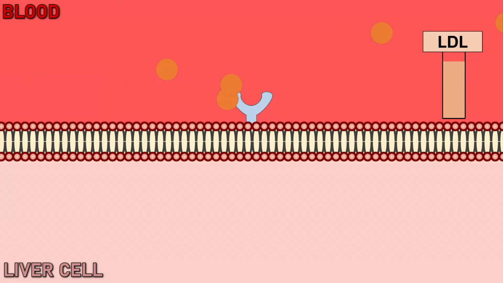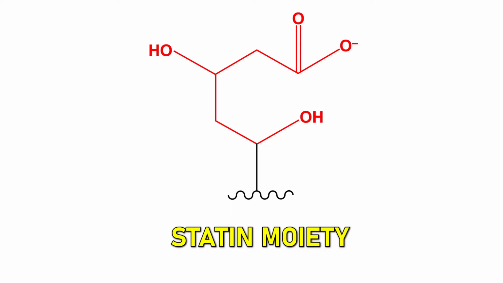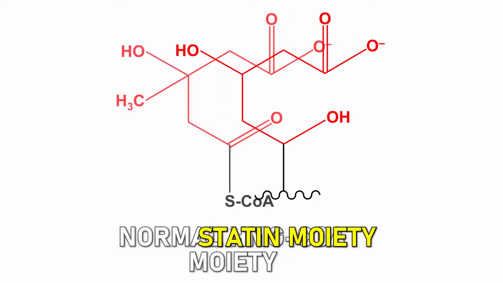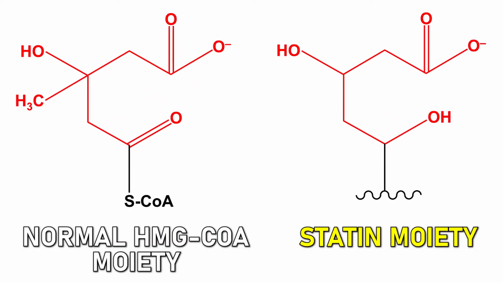As the cholesterol level falls, the liver senses this and upregulates LDL receptors. This is to scavenge more LDLs to help produce more cholesterol. The overall effect is therefore a reduction in LDLs. The structure of all statins includes a HMG moiety, which is what binds to the active site of the enzyme.